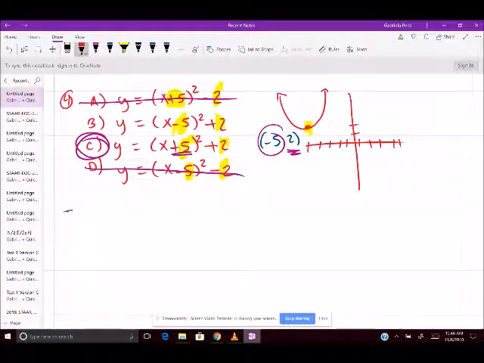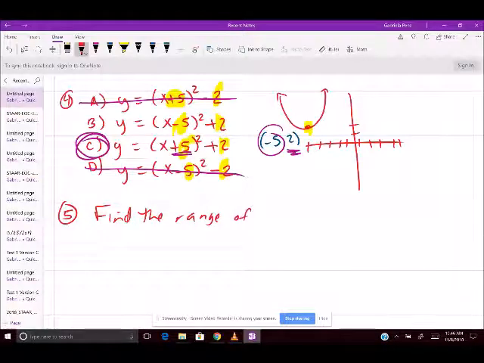It's coming back. Number 5. Find the range of y equals negative 3x squared plus 6x minus 4.